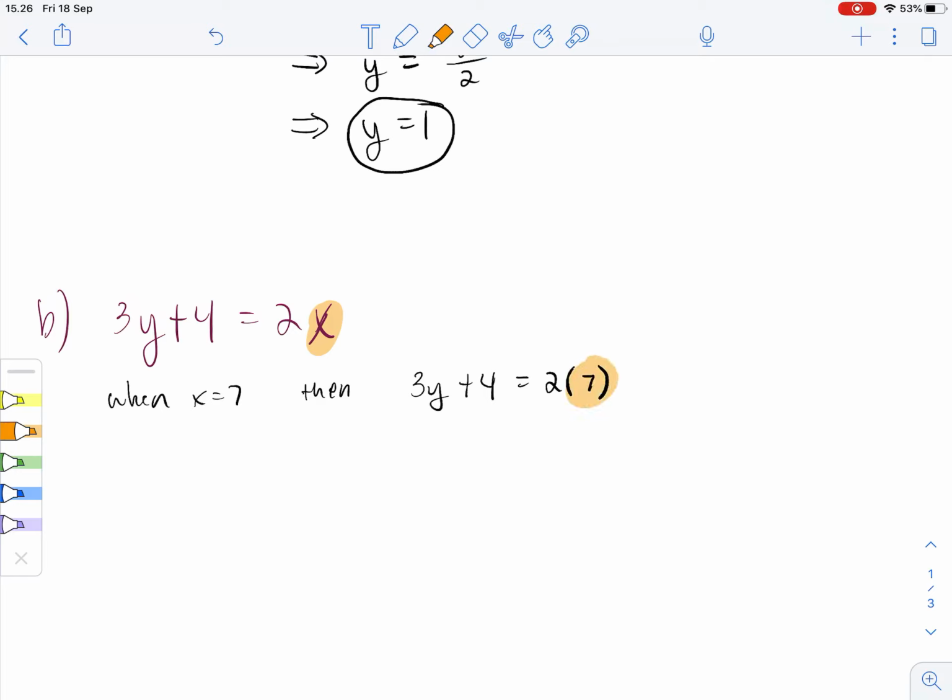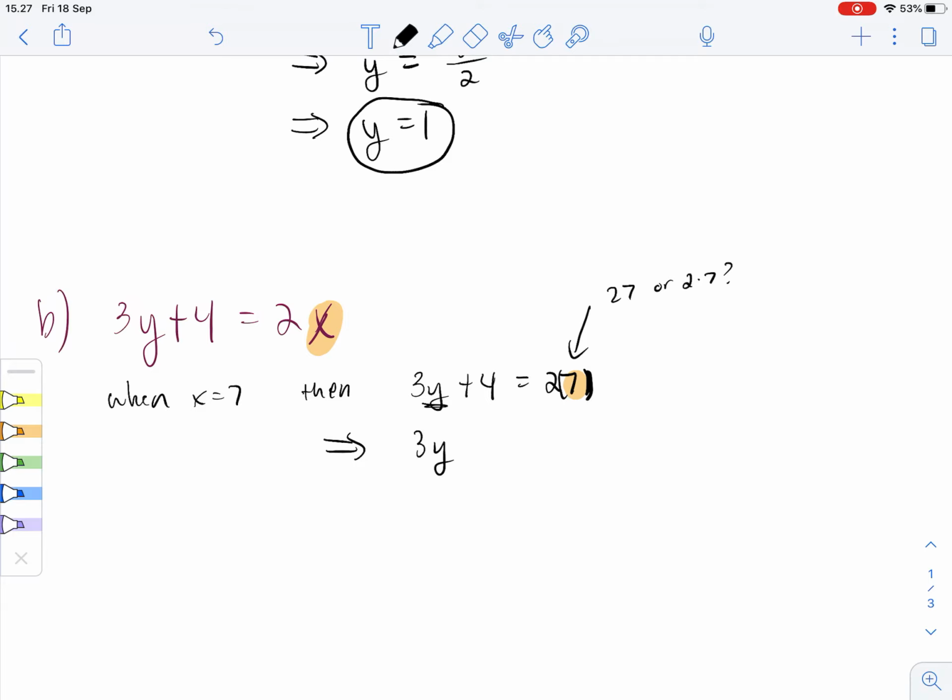Now the reason I put parentheses there is because it's multiplication. If I didn't put parentheses, guys, it would look weird. It would look like this: 27. Is that 27 or 2 times 7? So the reason we put parentheses here is so that we're telling you that we're multiplying. Anyways, so I plugged in 7 to where x is, and now I'm going to solve for y.